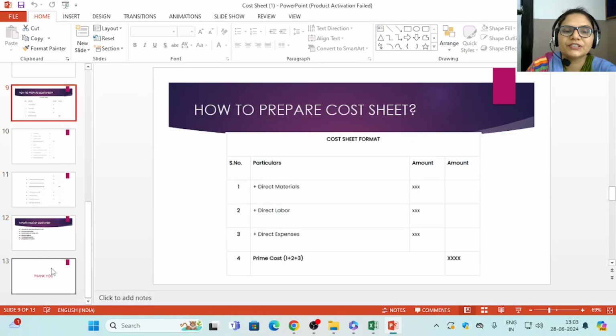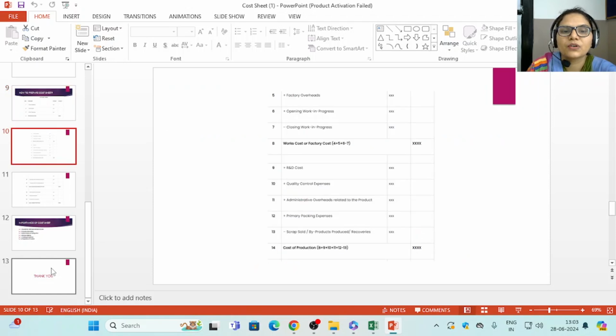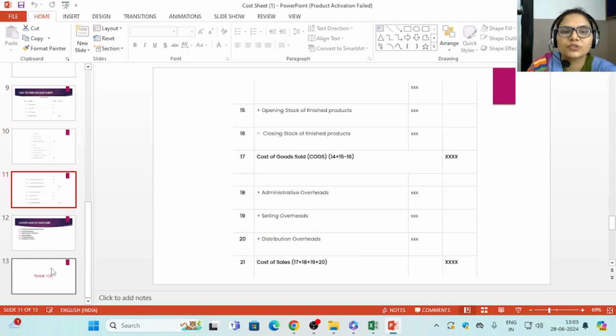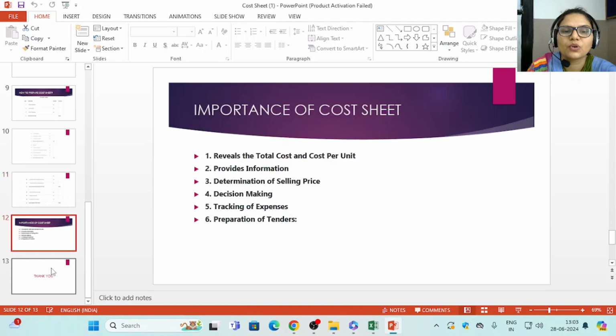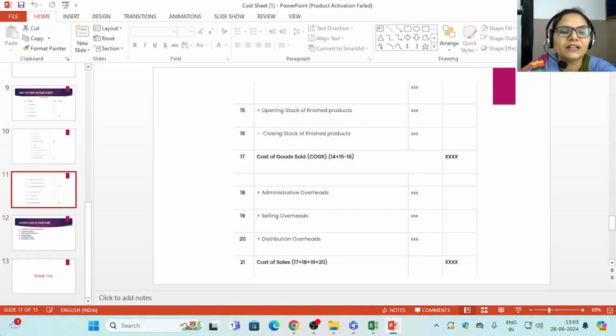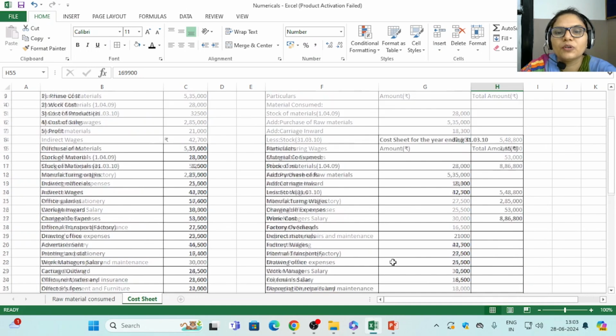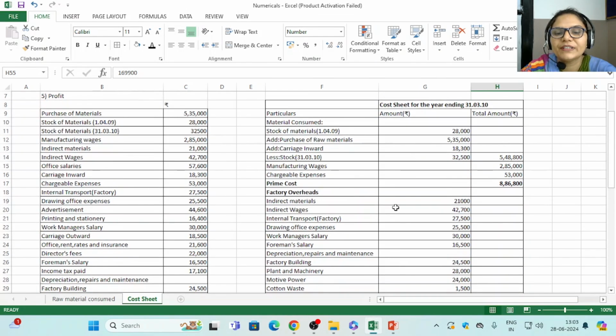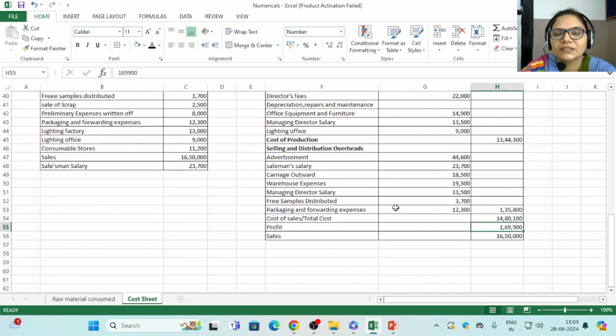So if you revert back to the format of a cost sheet which I made you understand in the previous session, we have completely followed this format: prime cost, works cost or factory cost, then cost of production, then cost of goods sold, cost of sales, and finally arriving at the final value. Here also we have followed the same format which we discussed in the previous session.